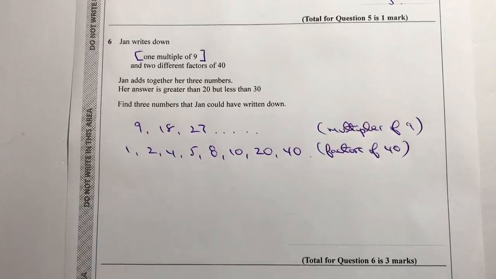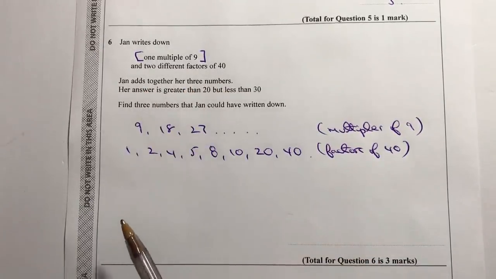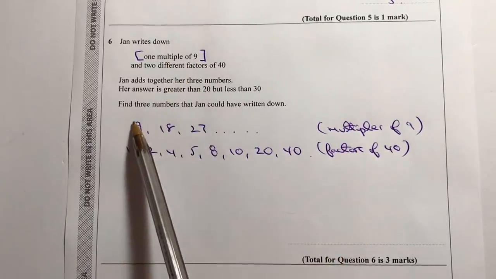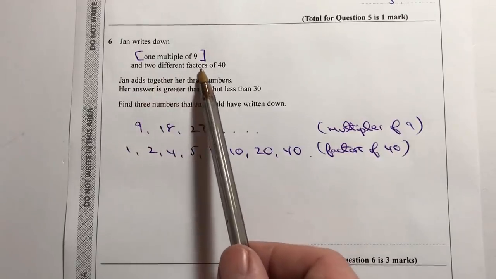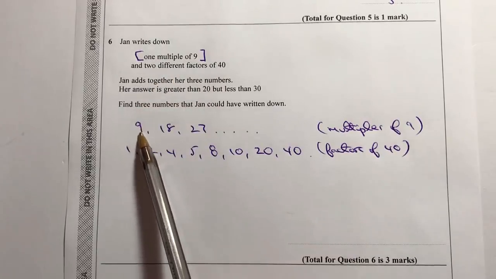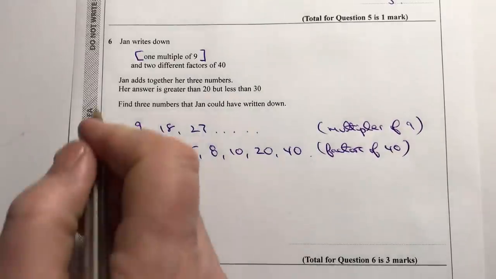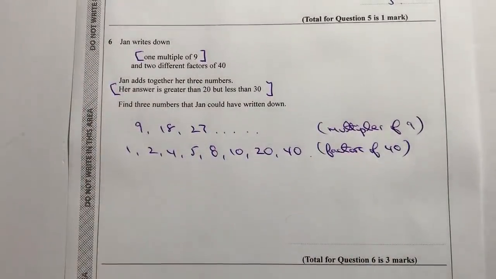Then it says Jan adds together her 3 numbers. So in other words, she adds one multiple of 9, so let's say it could be 9, and then 2 different factors of 40. So she could add 9, 1 and 2, which would make 12. However, we're being asked to get an answer which is greater than 20 but less than 30.